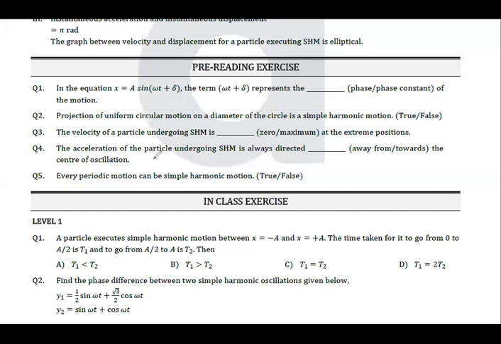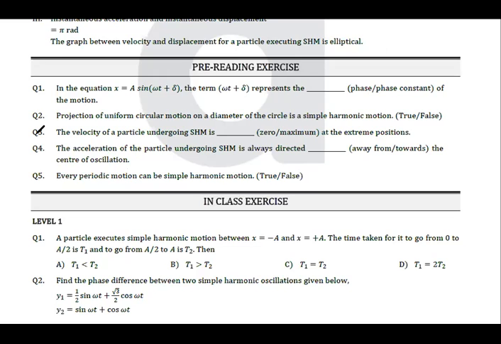Now, second one. Projection of uniform circular motion on the diameter of a circle is a simple harmonic motion. True or false? Easy. True. Very good, Akshay. Very good, Jitendra, Abhiram.